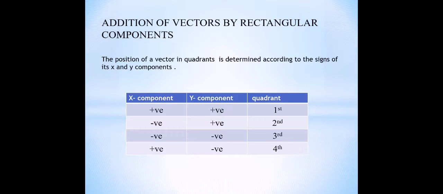We know that if a vector has both x and y components positive, it is in the first quadrant. If its x component is negative and y component is positive, it lies in the second quadrant. If the vector has x component negative and y component also negative, it lies in the third quadrant. And if the x component is positive and y component is negative, then the vector lies in the fourth quadrant. So, by the signs of x and y components, we can find the quadrant of the resultant vector.